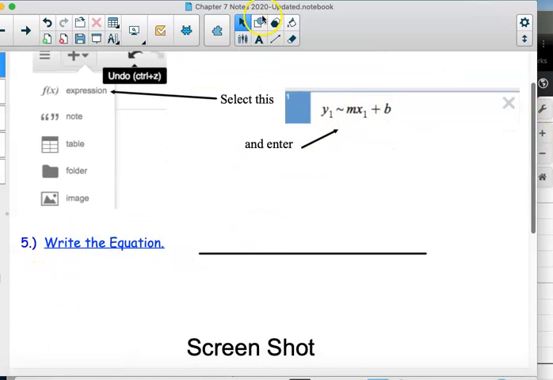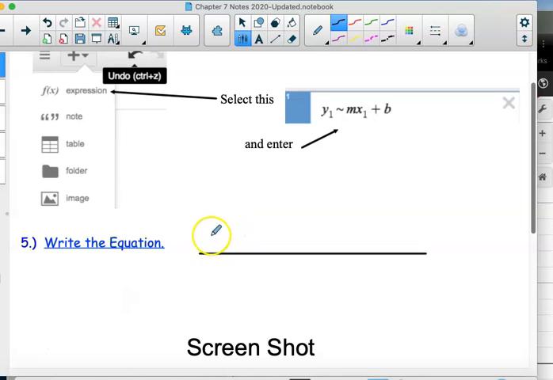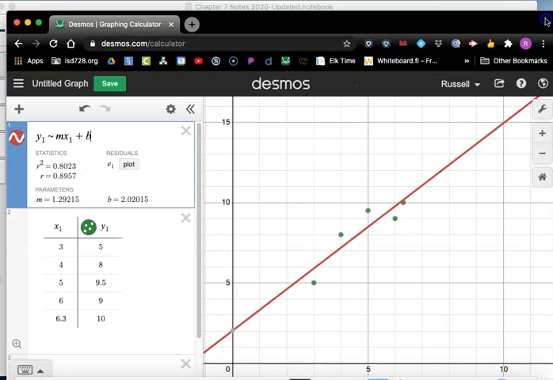And so if I go back here, I enter this in. Now it says write the equation. So grab your pencil. So I'm going to write y equals, and then remember what we saw back here. I'm going to round to the hundredth, so 1.29 it looks like.